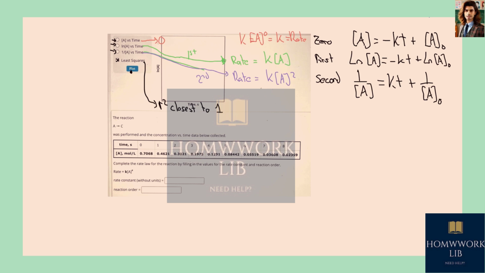In this case, for first and zero order, so 0 and first order, the slope of your graph is going to be equal to minus k. So if the slope is negative, then it can be a 0 or a first order. And if it is a second order reaction, then the slope is going to be equal to k directly, and you just need to plug in the value.